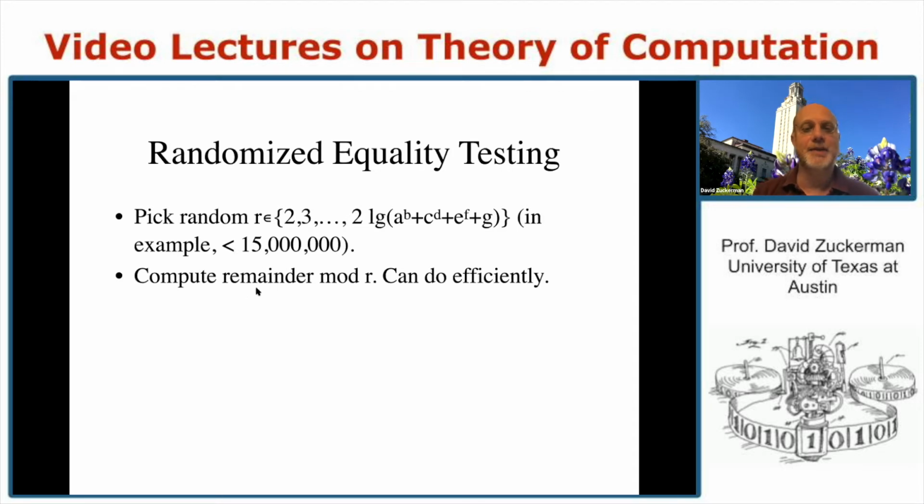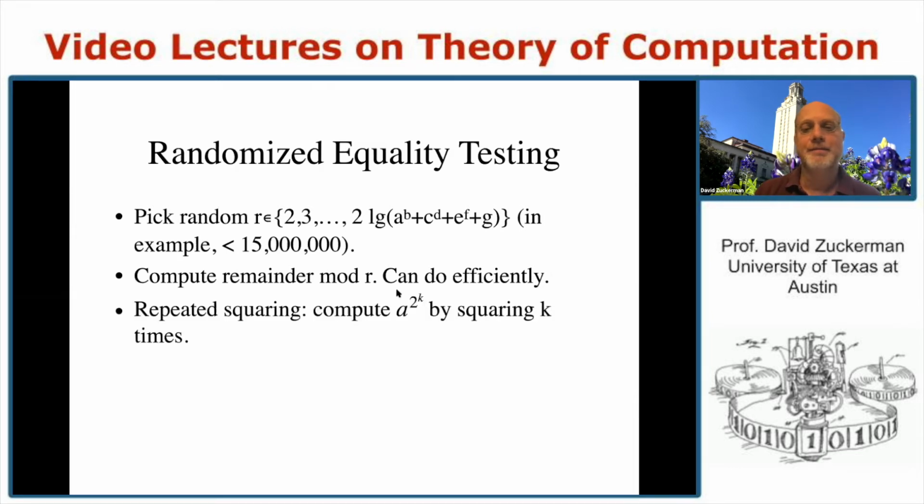So we'll pick this random number and we'll compute the remainder modulo r. And we can do this efficiently. How? It is a little tricky in that we have to raise numbers to very large powers, but we can do that by repeated squaring. So if we have to raise a number a to 2 to the k, we'll just square the result k times. And this requires just k multiplications instead of 2 to the k. And this is how we're going to get polynomial time. We'll only keep track of the remainder modulo r.